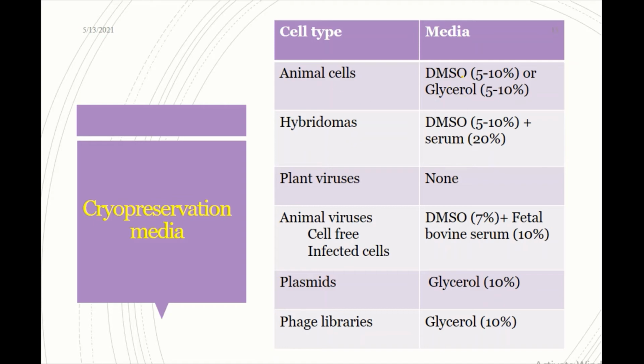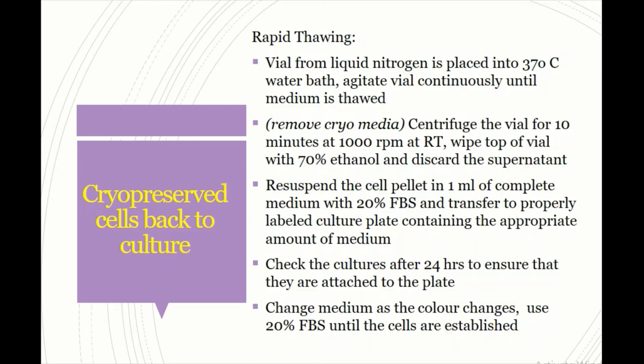So for animal cells, DMSO 5 to 10%, glycerol 5 to 10%. Hybridoma cells similarly plus serum. Plant cells, we don't use the media, we just freeze. We have for animal cells, cell-free and infected, you add fetal bovine serum. Plasmids, you just use glycerol, and phage libraries, you just use glycerol 10%.